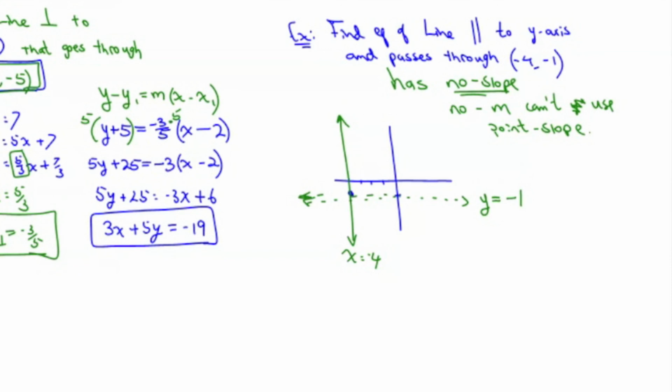And then on page 149, 1 through 25 odd. No, 1 through 25 odd should work. 29, 33, 35, 41, and 43. Everybody get that? 29, 33, 35, 41, and 43.